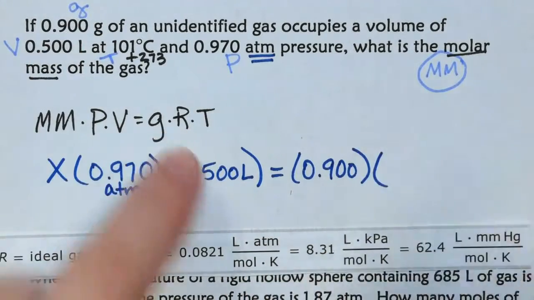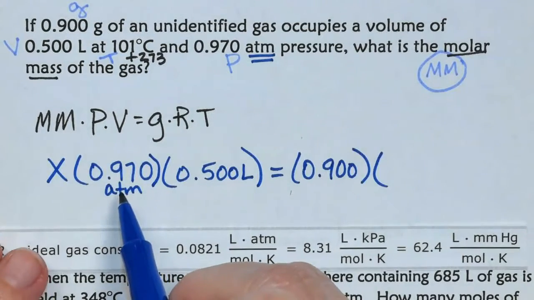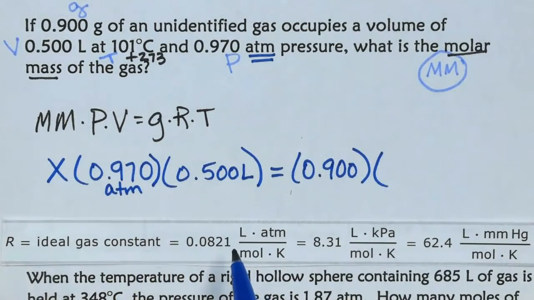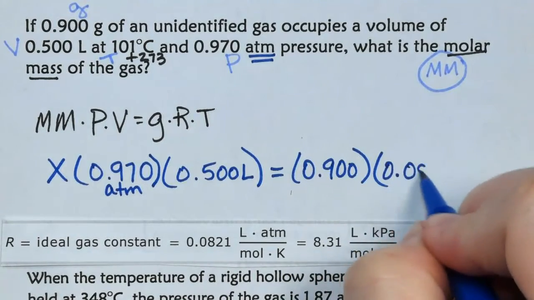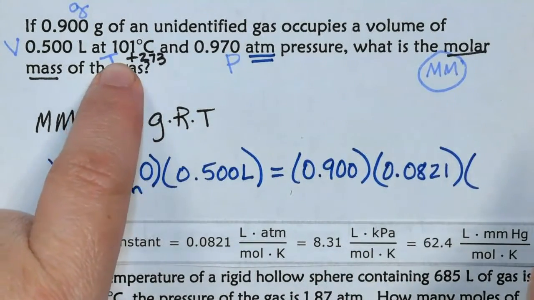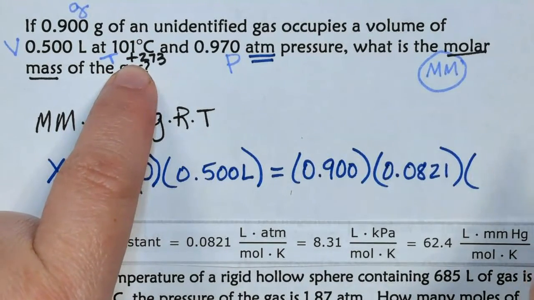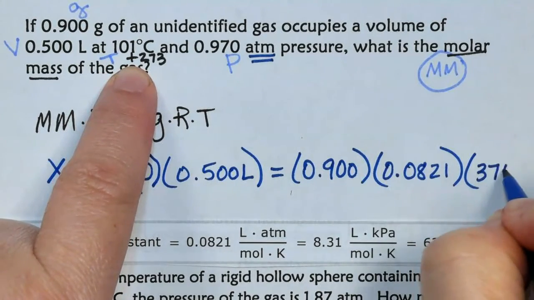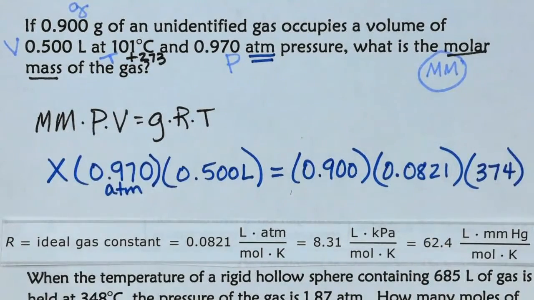The R, remember, we have to look at our pressure. Our pressure is in atmospheres, so I'm going to choose the R that has atmospheres. So we're going to use 0.0821. And then the temperature is 101 plus 273, which is going to be 374.